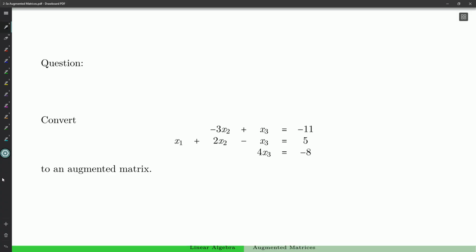Convert the following system of linear equations into an augmented matrix. So we need to introduce appropriate coefficients and then make the necessary changes to go from this system to an augmented matrix. First step is usually copy down your system.